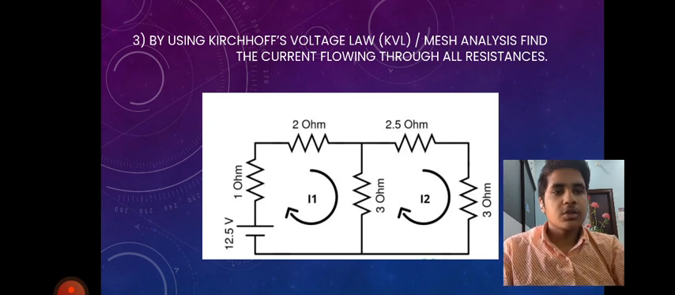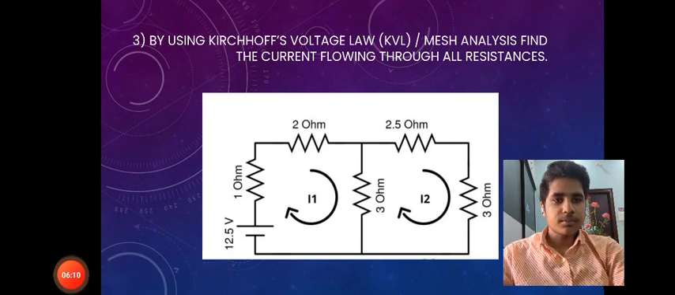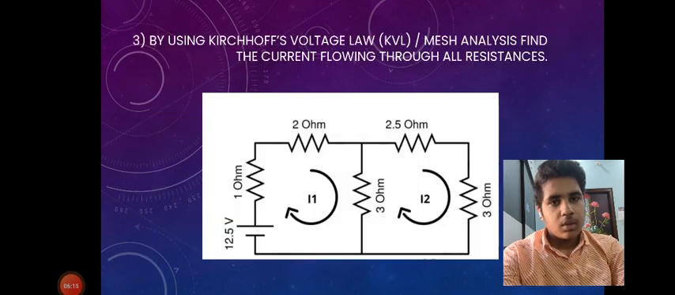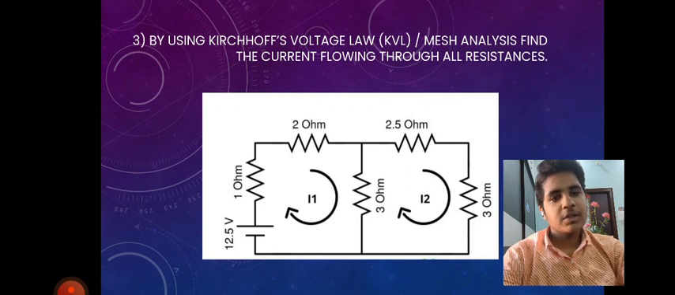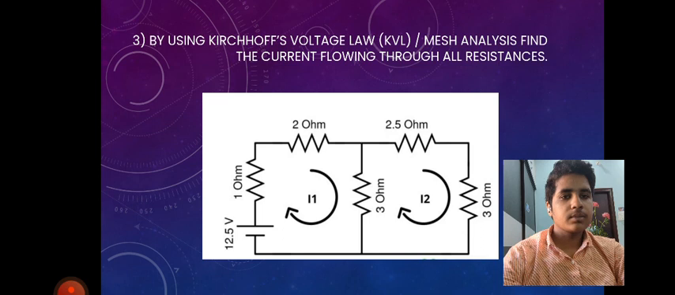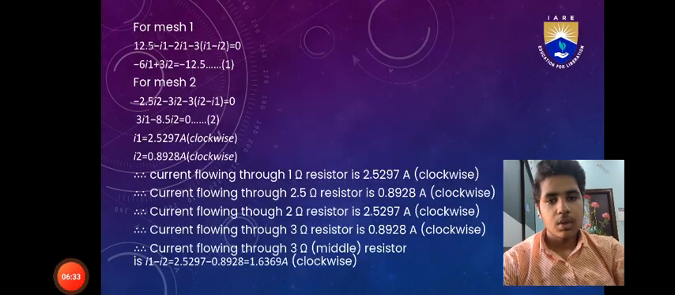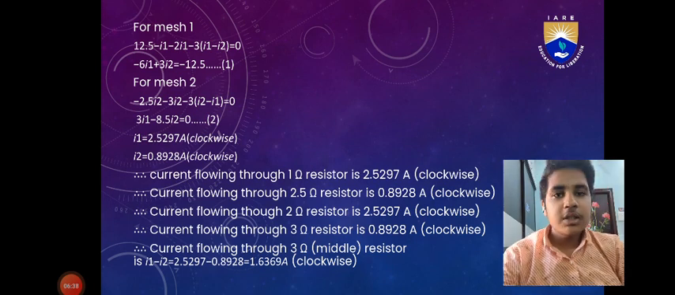So by using Kirchhoff voltage law, find the current flowing through all resistances. So in loop 1, plus 12.5 volts minus I1 minus I2 minus 3 I1 plus 3 I2 is equal to 0. So minus 6 I1 plus 3 I2 is equal to minus 12.5. Let that be equation 1.